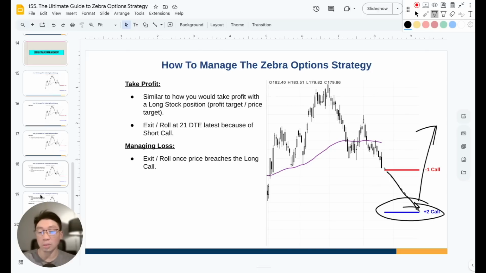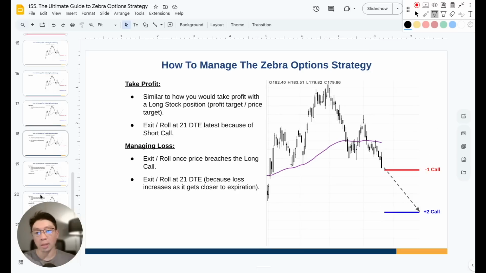So you can also consider a breach of the long call as a place for you to get out of the trade. That's one thing that you can consider doing, because when you hold on to the trade, as you have seen just now in the P&L graph, you actually lose more and more over time. So the last thing we want to do for this zebra option strategy is to hold on to this trade for too long. Now, the other way is to exit or roll at 21 DTE. And again, because the loss actually increases as it gets closer and closer to the expiration. So this is exactly how you manage the zebra option strategy.